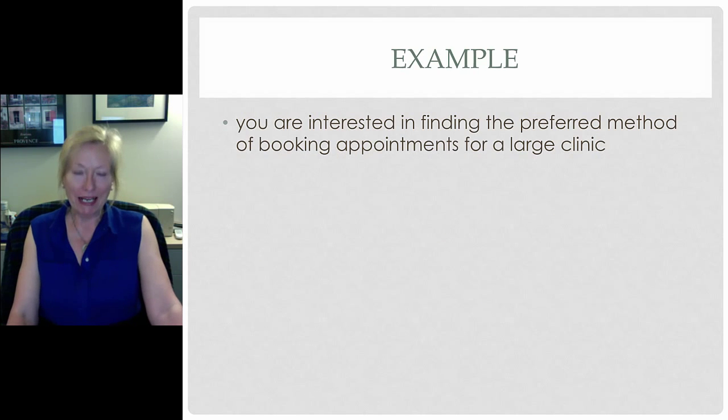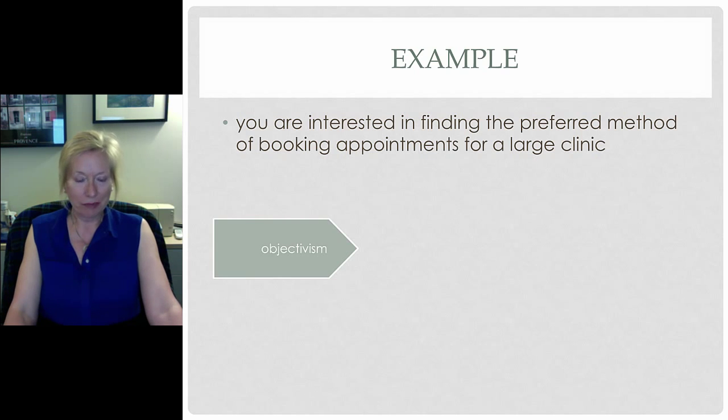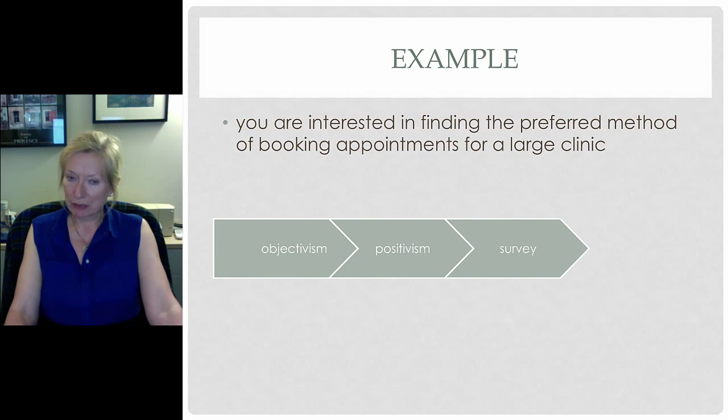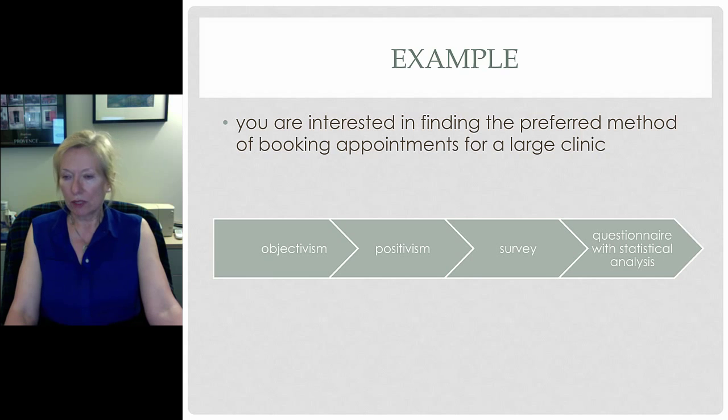So this brings me to my last slide, where I mentioned at the beginning that I would show an example. So for example, if you're interested in finding the preferred method of booking appointments for a large clinic, you might say, well, I want to be objective, that's my epistemology and my personality, and therefore positivism is my theoretical framework. Therefore I want to do an experimental design, so I'm going to design a survey, and I'm going to then have a questionnaire with statistical analysis to try and figure out what the preferred method of booking appointments for a large clinic is.